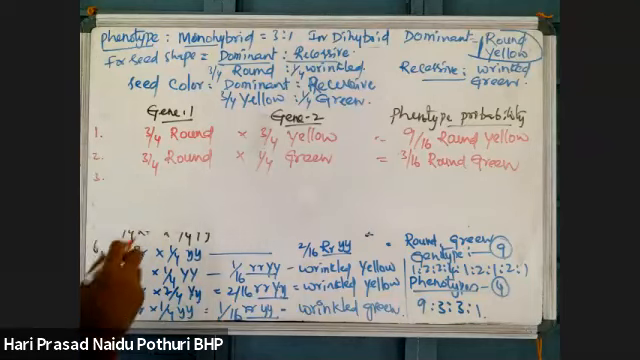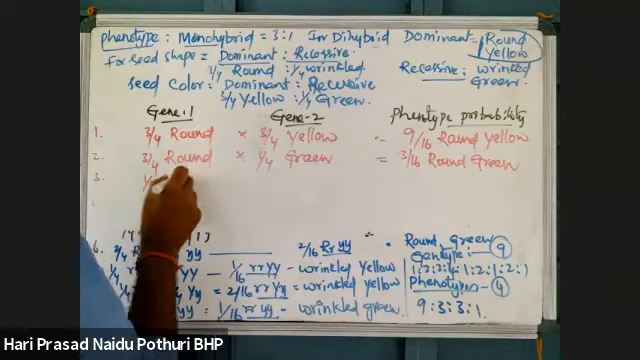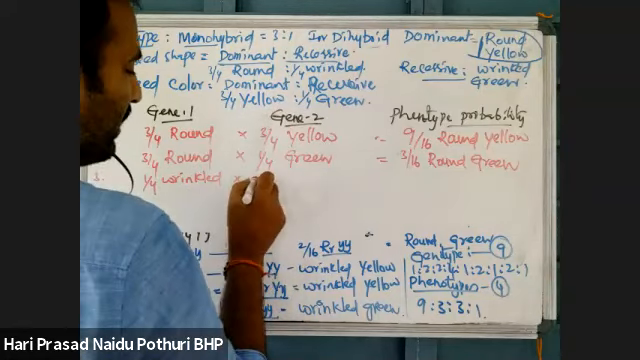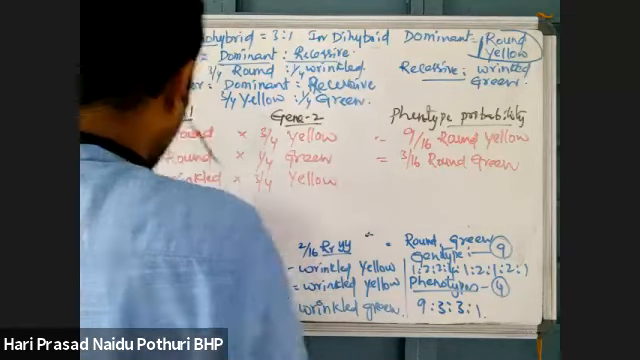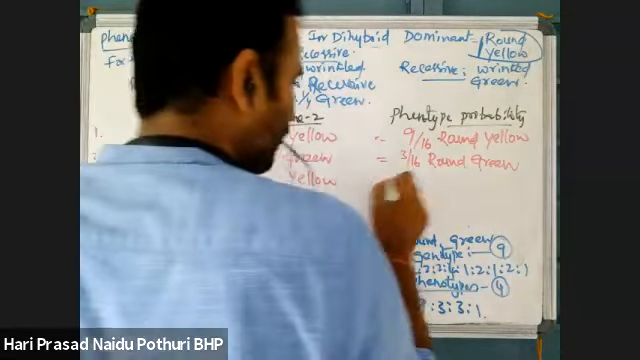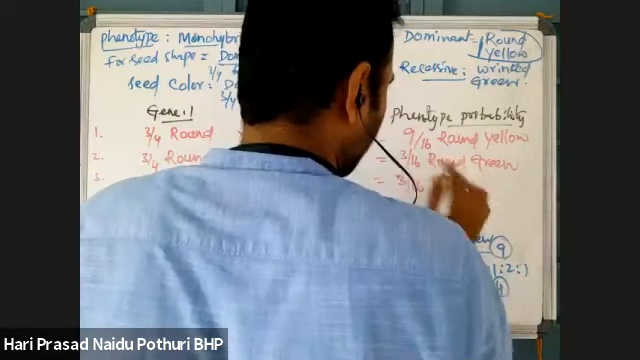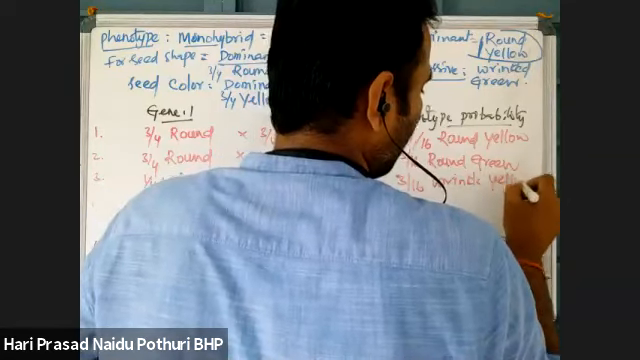And third case, wrinkled 1 by 4, into second gene 3 by 4 yellow. 1 by 4 into 3 by 4 means 3 by 16, which is wrinkled yellow.